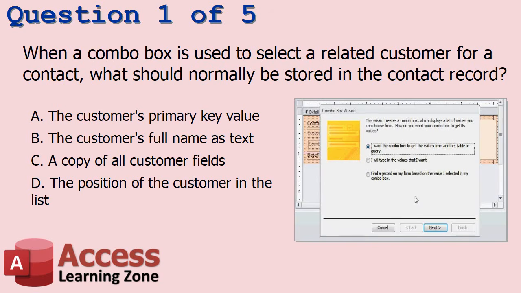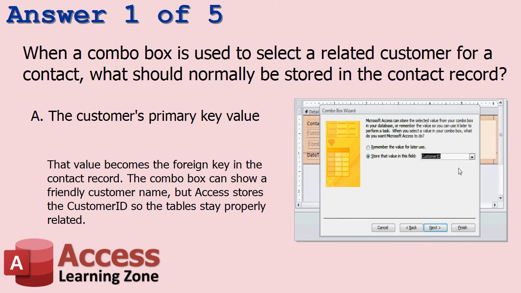Question 1. When a combo box is used to select a related customer for a contact, what should normally be stored in the contact record? The customer's primary key value, the customer's full name as text, a copy of all customer fields, or the position of the customer in the list. That's going to be the customer's primary key value.